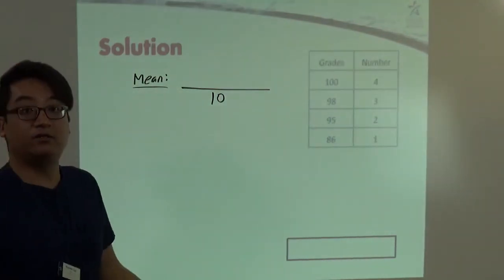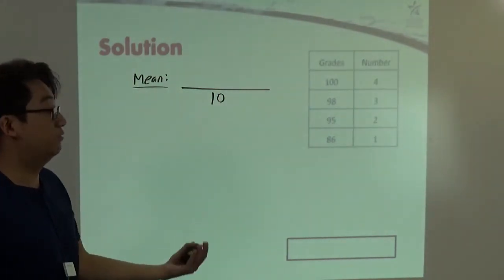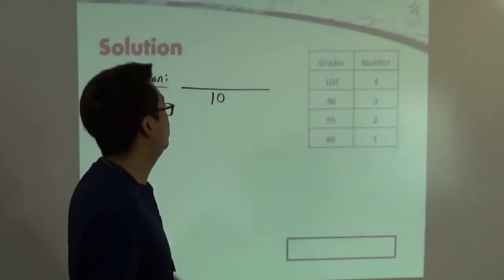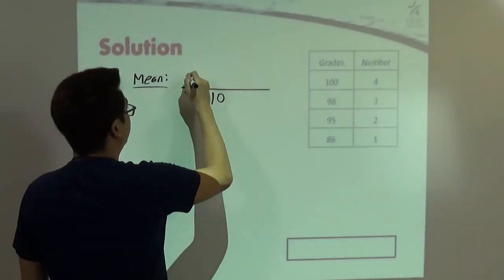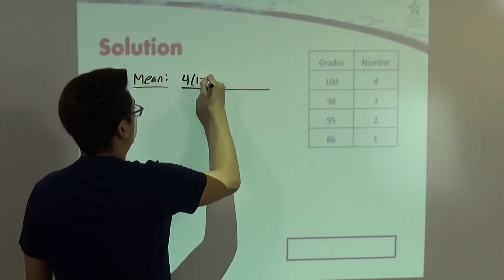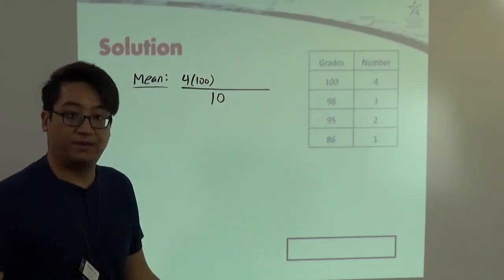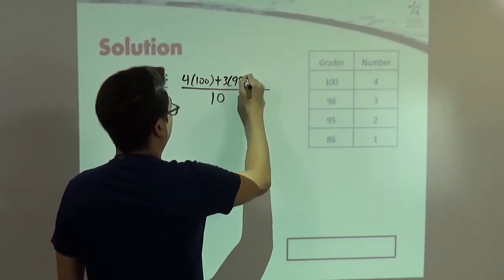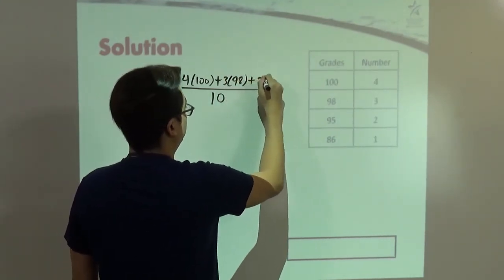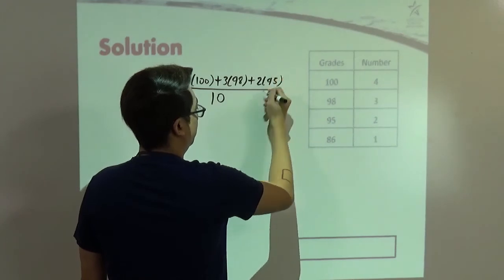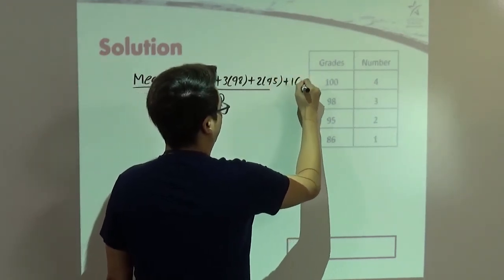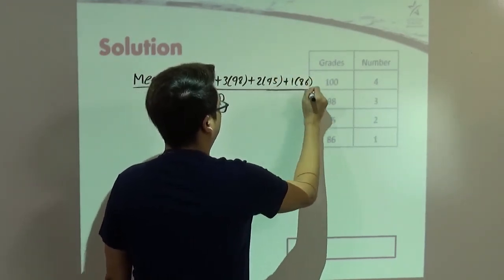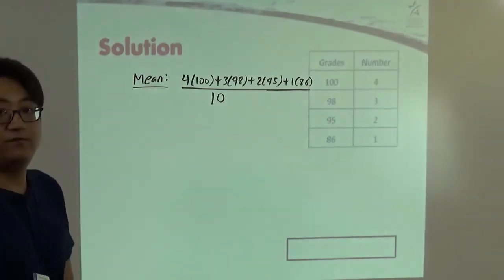Now what we do is we add up all the actual numbers, right? So we have four 100s. Instead of writing 100 four times, I can write this as 4 times 100. That serves the same purpose. Same thing when I do 3 times 98, plus 2 times 95, plus 1 times 86. Extend that division side over.